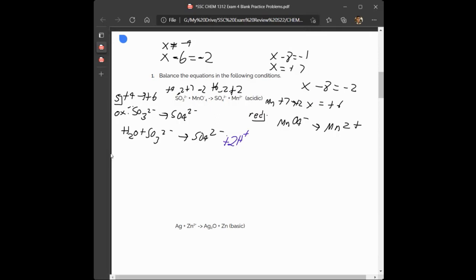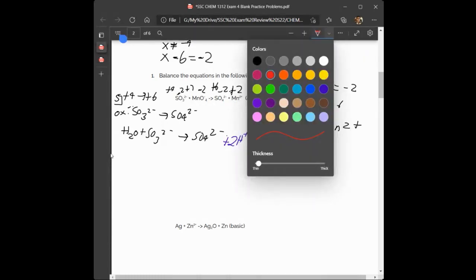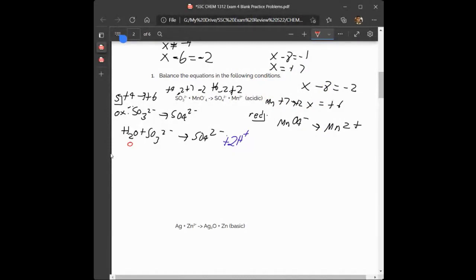Okay, so next we have to count the charges. I'll do that in a different color too, so we'll do that in, I guess, red. So this one has a charge of 0 overall. This one has a charge of -2, this one has a charge of -2, and this one has a charge of +2, right? So overall, the net charge for the left side is -2.